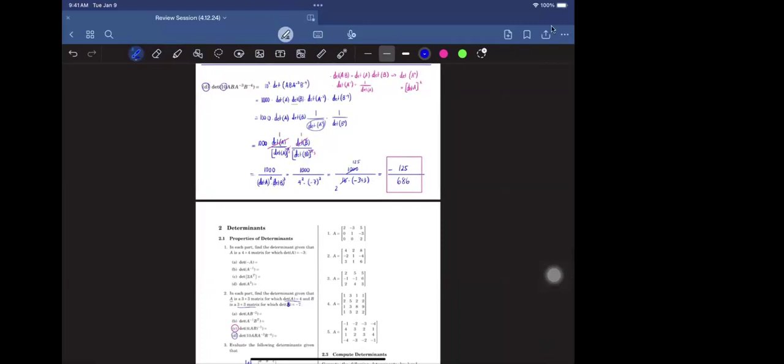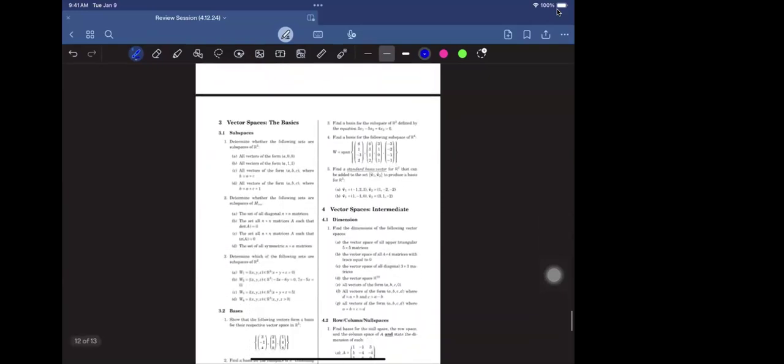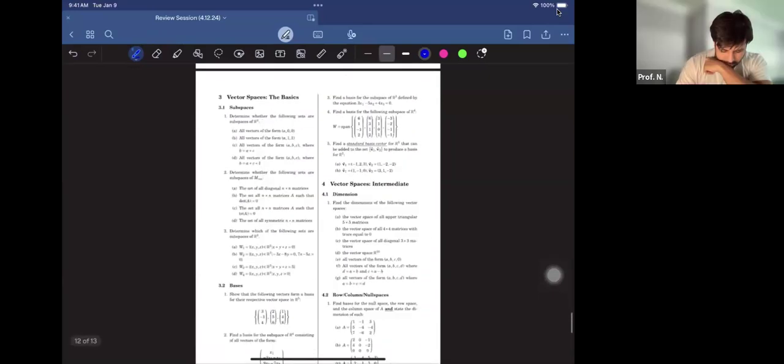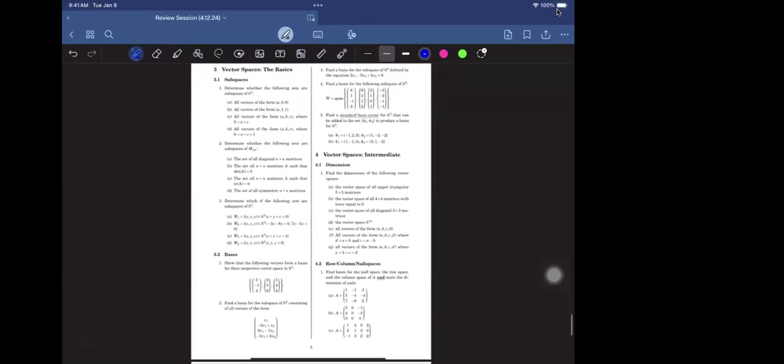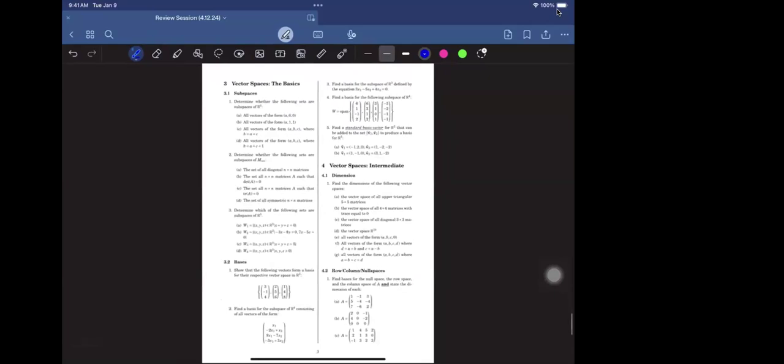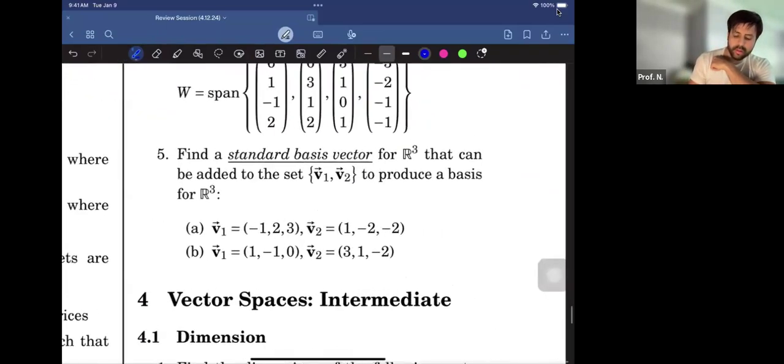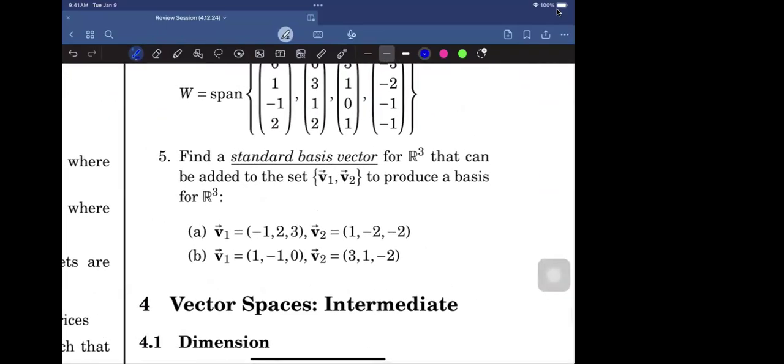I have a question. Sure. Part 3.2, basis. For 3 points. And number 5, find the standard basis vector. Yes, I don't know how to solve it. Oh, you don't know how.